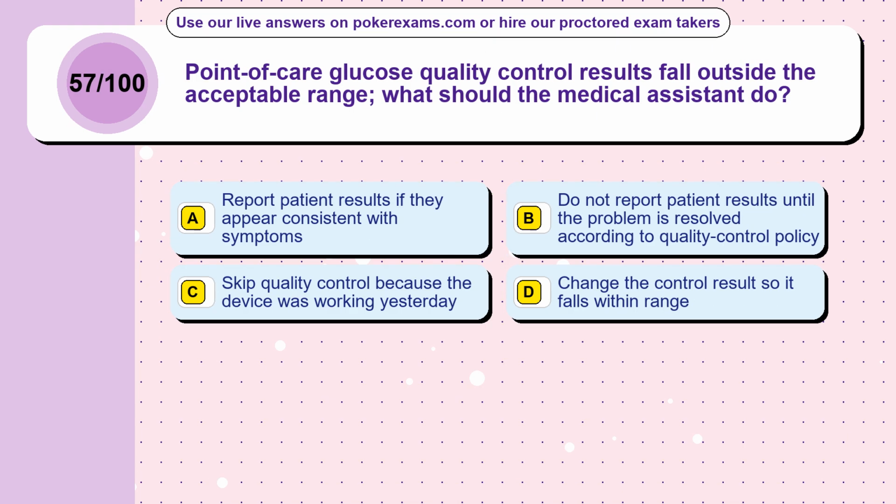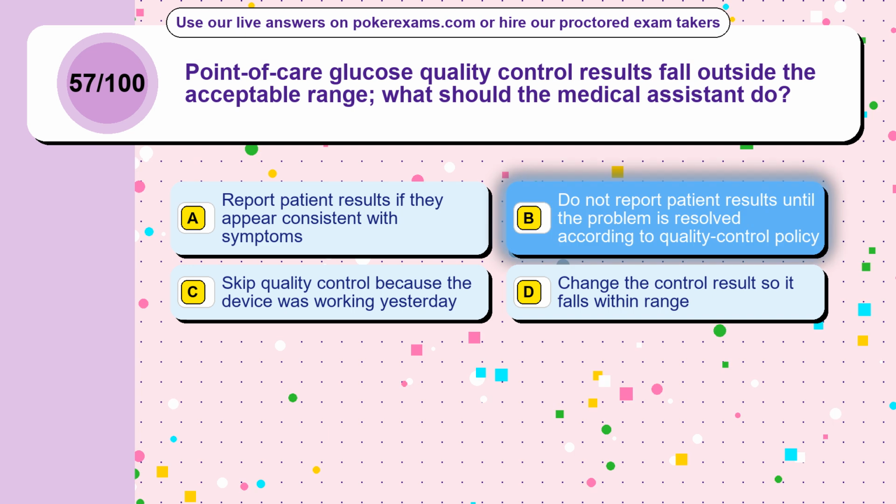Question 57. Point-of-care glucose quality control results fall outside the acceptable range. What should the medical assistant do? Option A. Report patient results if they appear consistent with symptoms. Option B. Do not report patient results until the problem is resolved according to quality control policy. Option C. Skip quality control because the device was working yesterday. Option D. Change the control results so it falls within range.